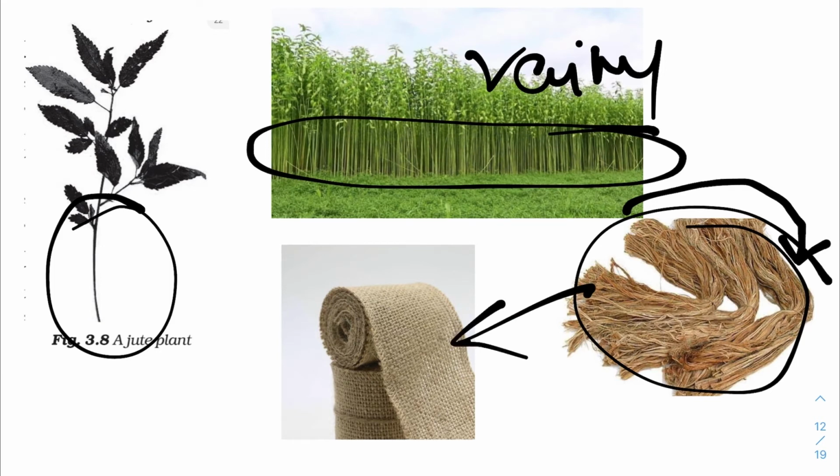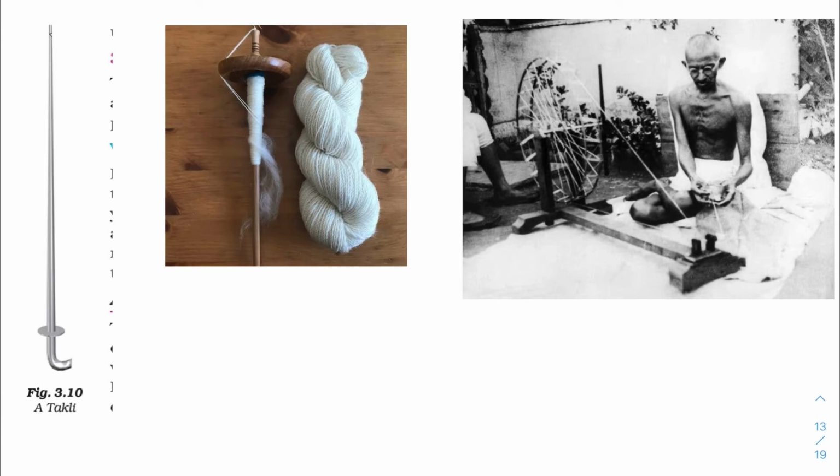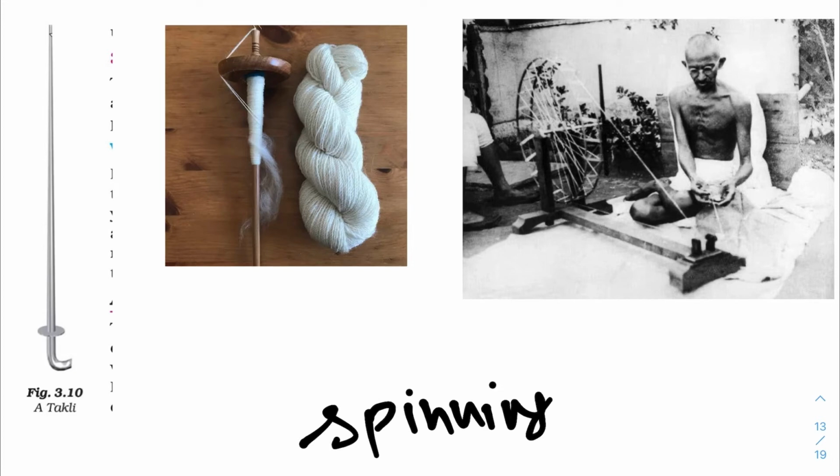To make fabrics, all these fibers are first converted into yarn, as we have already seen. The process of making yarn from fibers is called spinning. In this process, fibers form a mass of cotton wool and are drawn out and twisted. This brings the fibers together to form a yarn.